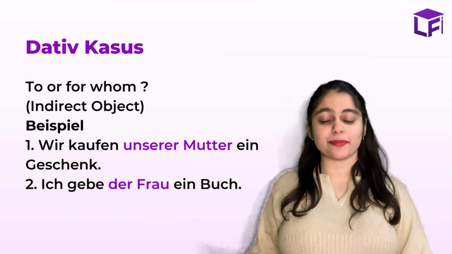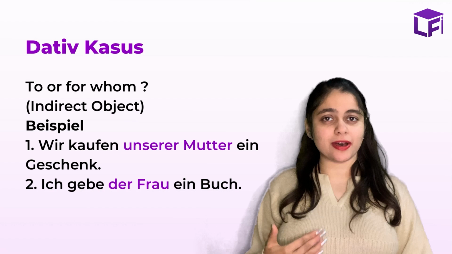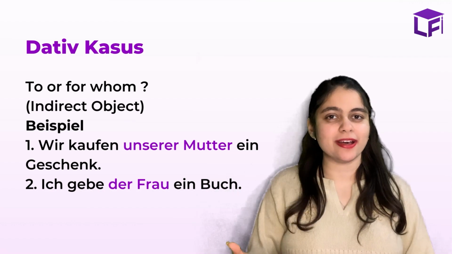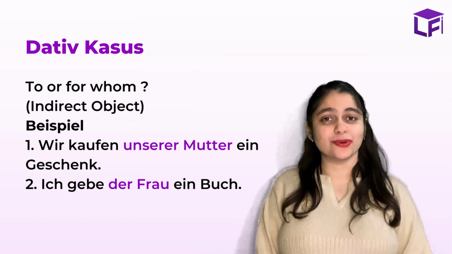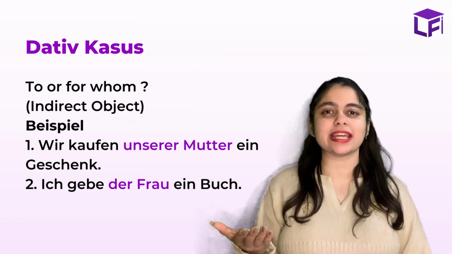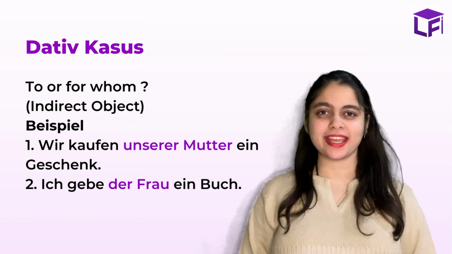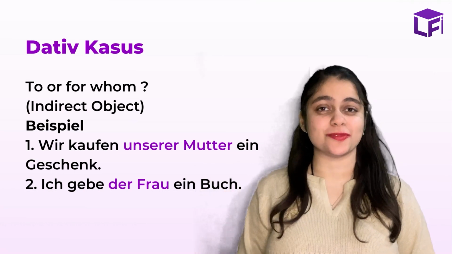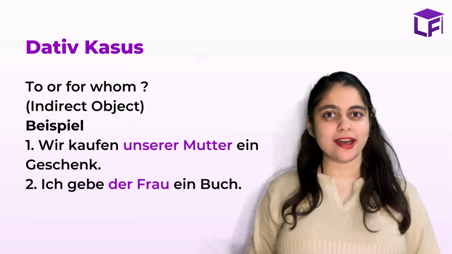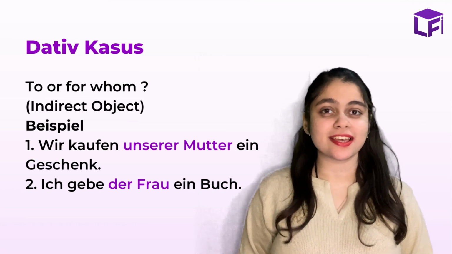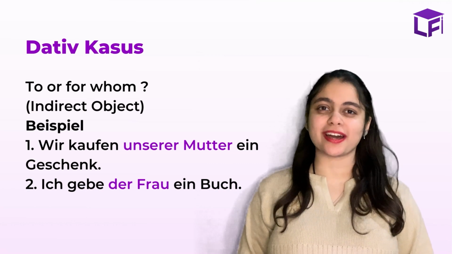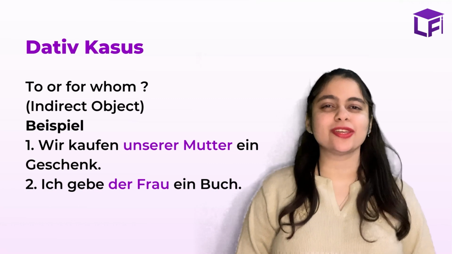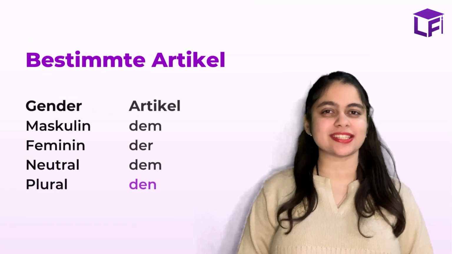The second example for you says, ich gebe der Frau ein Buch. That is, I'm giving the lady a book. In this sentence, ich, that is I, becomes your subject, der Frau becomes your dative case, and ein Buch becomes your accusative case. Alright, I hope you have got a hang of what the dative case is all about.